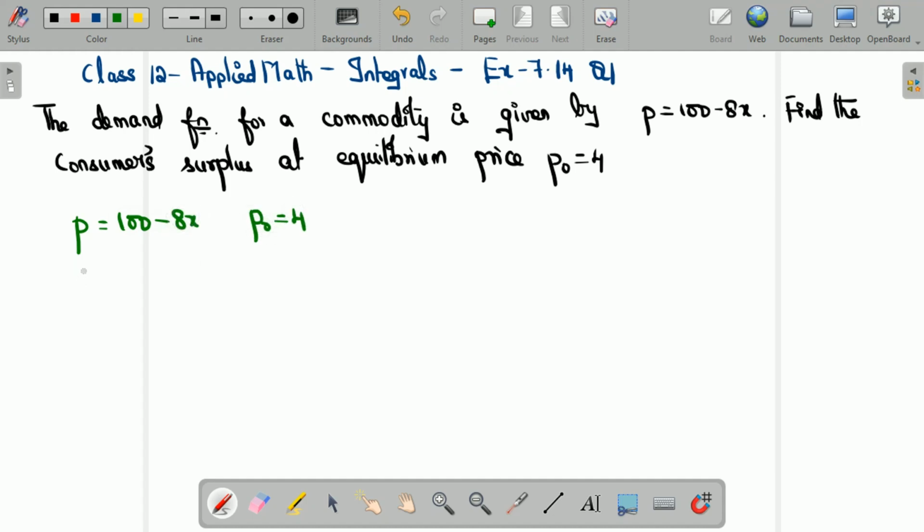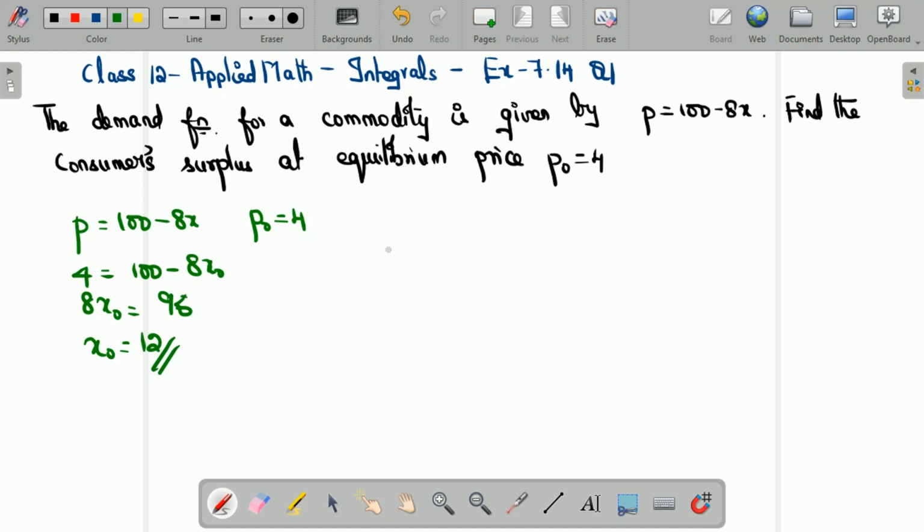So let's substitute. So P0 is 4. So 4 is equal to 100 minus 8 into x0. So 8x0 is going to be 100 minus 4, which is 96. So x0 is going to be 96 divided by 8, which is 12.